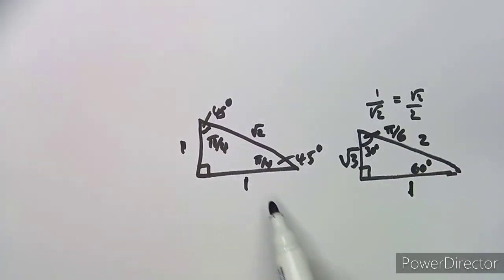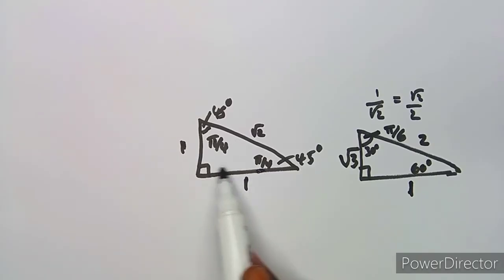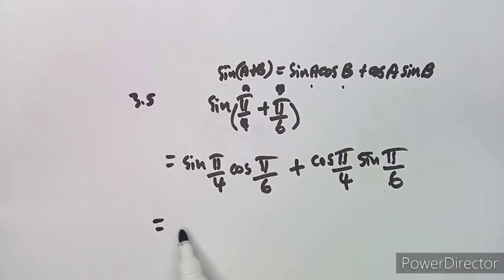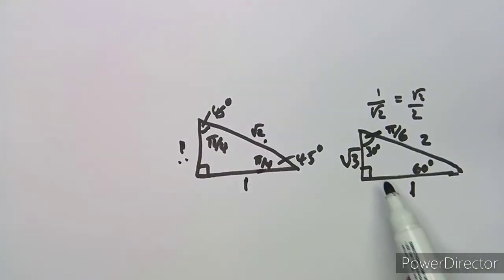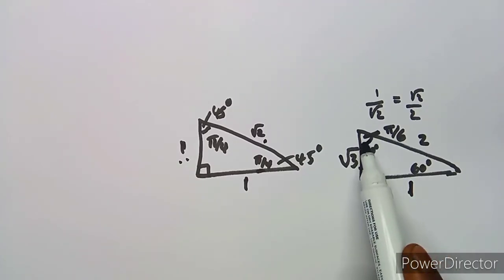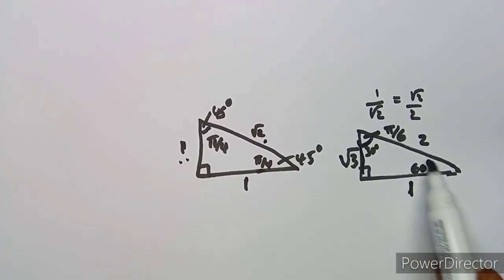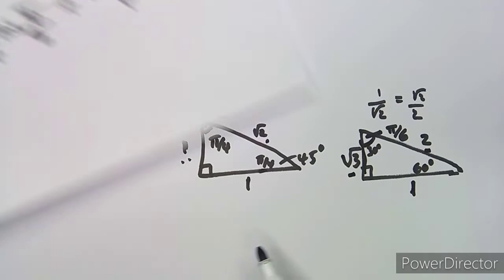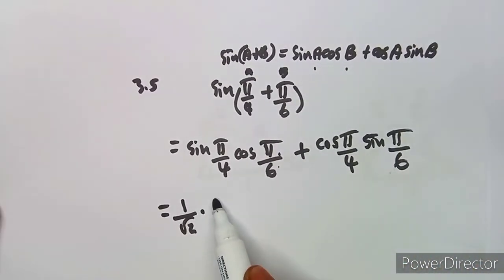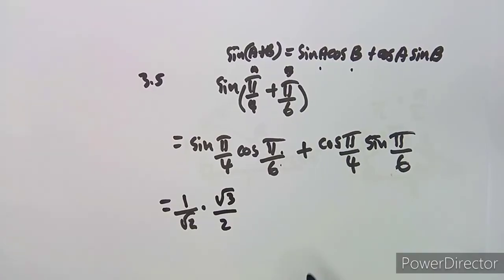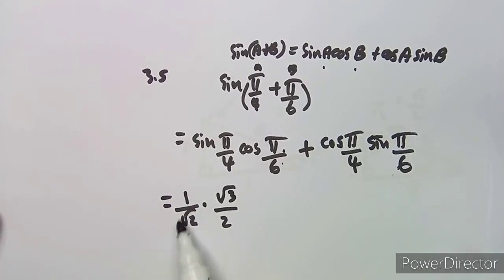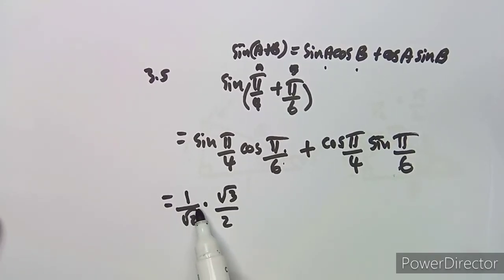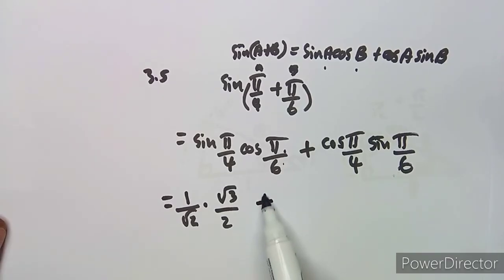So sine pi over 4, remember sine is opposite over hypotenuse, 1 over square root of 2. So you're going to have 1 over square root of 2 times cos pi over 6, which is cos 30. Remember, cos is adjacent over hypotenuse. So adjacent is square root of 3 over hypotenuse, which is 2. Square root of 3 over 2. In a simplified division, I'm going to talk about this later on. Let me just leave it.